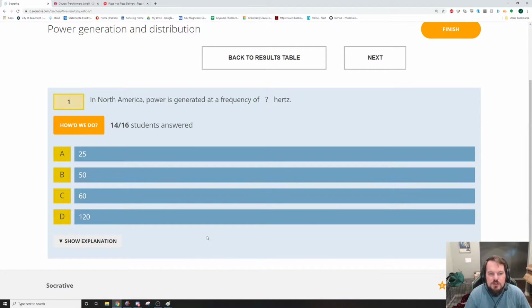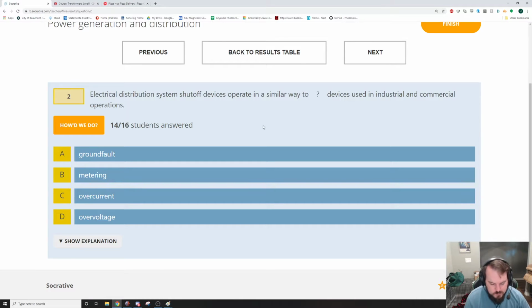All right, in North America, power is generated at a frequency of 60 hertz. Electrical distribution system shutoff devices operate in a similar way to overcurrent devices.